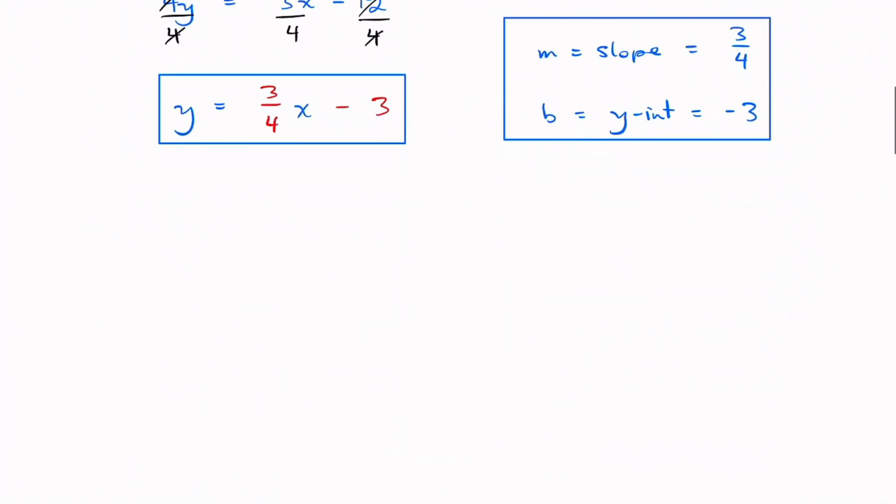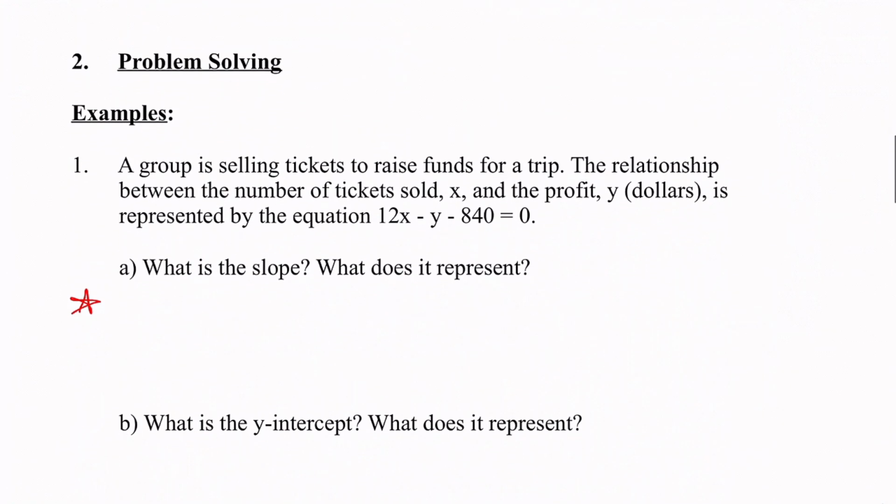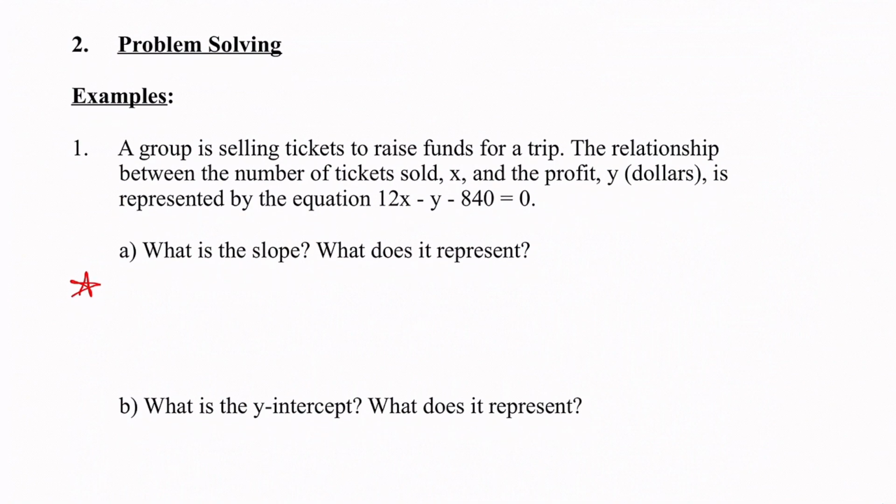So those are done. Now we can go on to our next question, and this is going to be a problem-solving type question. It says a group is selling tickets to raise funds for a trip. The relationship between the number of tickets sold, represented as x, and the profit, represented as y and measured in dollars, is represented by the equation 12x minus y minus 840 equals 0. This equation gives us the relationship between the number of tickets sold and the profit. If you sell more tickets, you're going to make more money. So part A, it says what is the slope and what does it represent?